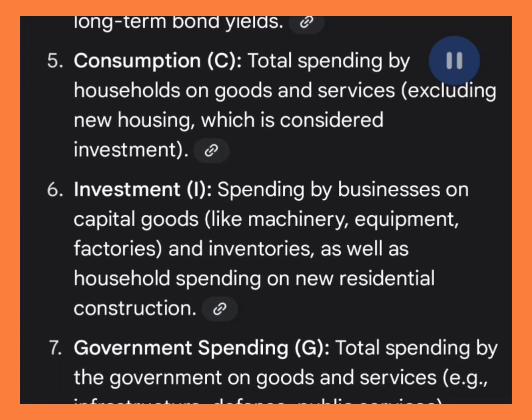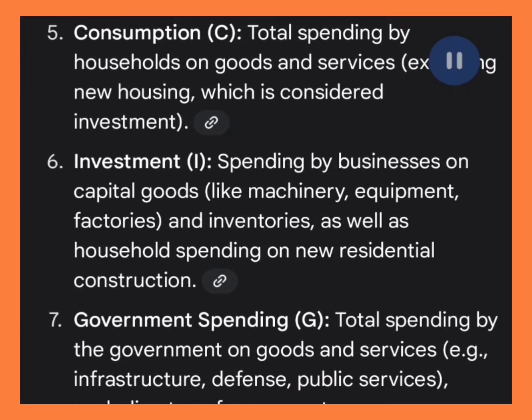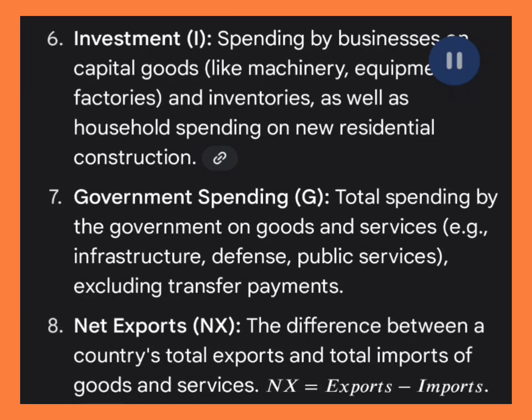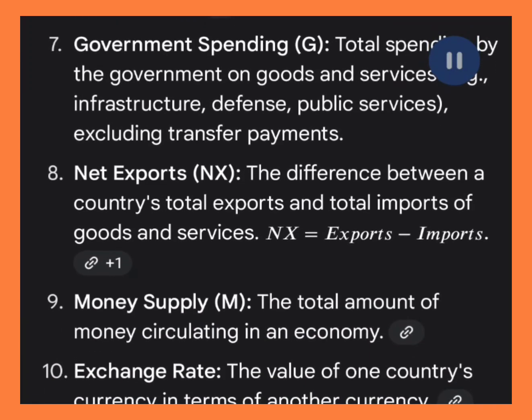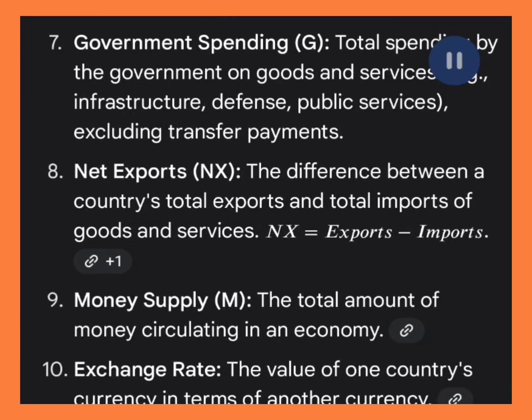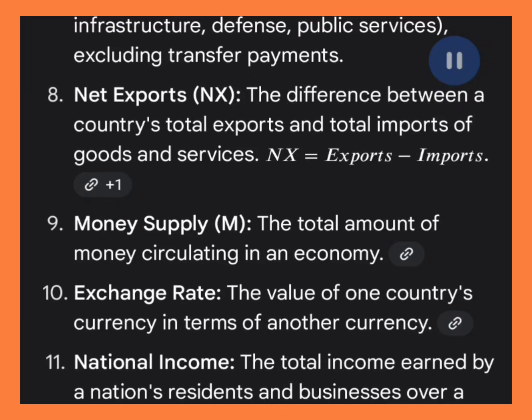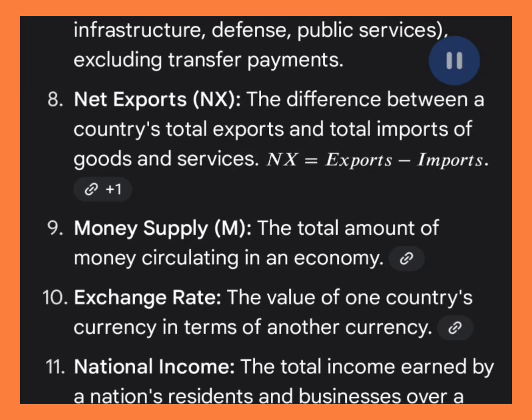5. Consumption, C. Total spending by households on goods and services, excluding new housing, which is considered investment. 6. Investment, I. Spending by businesses on capital goods, like machinery, equipment, factories, and inventories, as well as household spending on new residential construction. 7. Government spending, G. Total spending by the government on goods and services, e.g., infrastructure, defense, public services, excluding transfer payments. 8. Net exports, NX. The difference between a country's total exports and total imports of goods and services. NX equals exports minus imports.